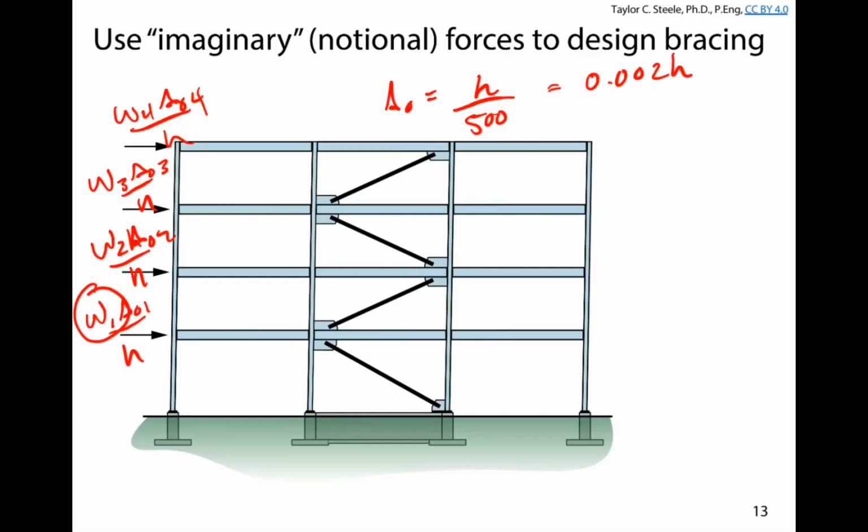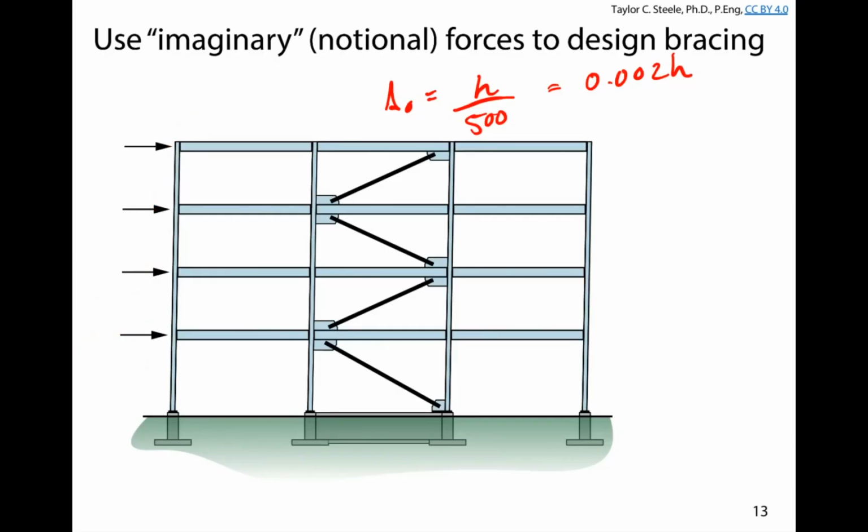which is 0.002 H. And so if we were to plug that back into any of these values, basically we're going to get the lateral force acting on our structure here. I might erase these and say basically we're going to get 0.002 W1, 0.002 W2, 0.002 W3, 0.002 W4, right? W times delta naught over H. If delta naught is 0.002 H, the H's cancel out, and we get 0.2% of the gravity load at each level.